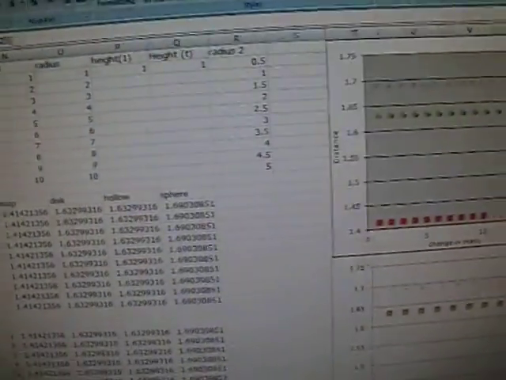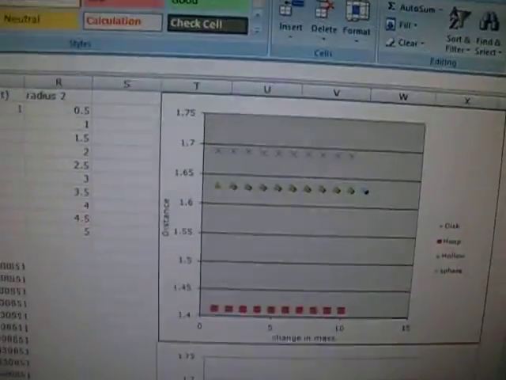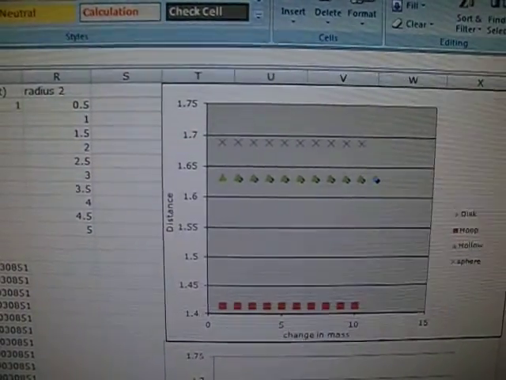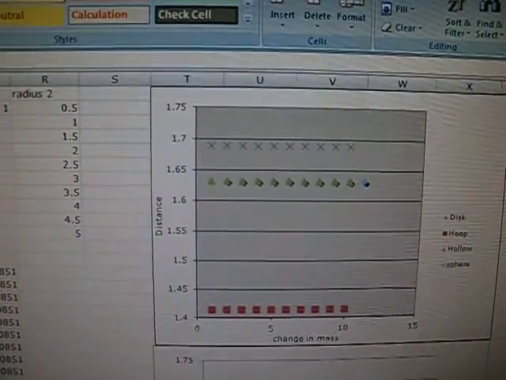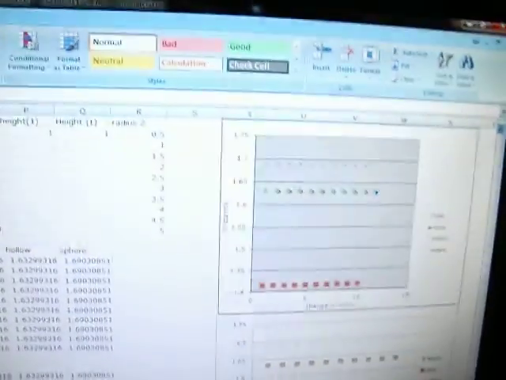And the top graph is the change in mass. It shows how the distance doesn't change. Oh man, my screen's kicked in.